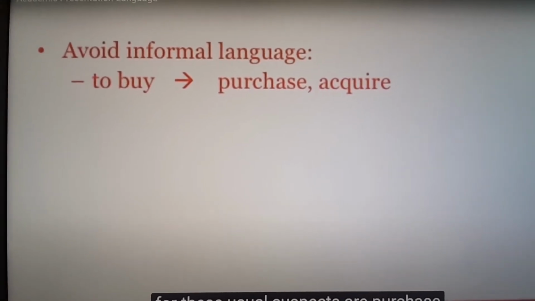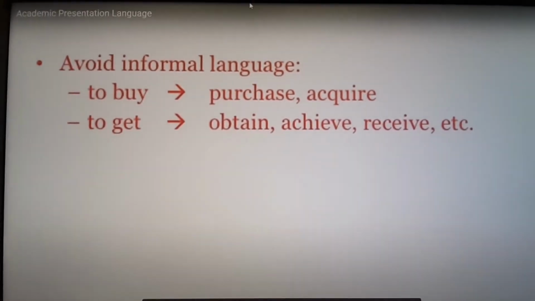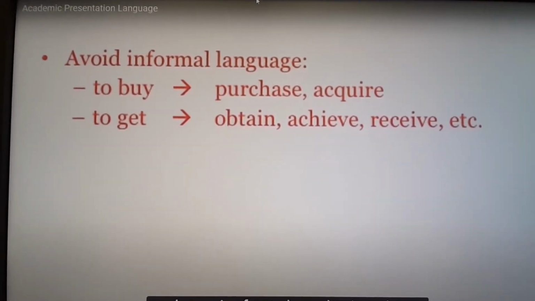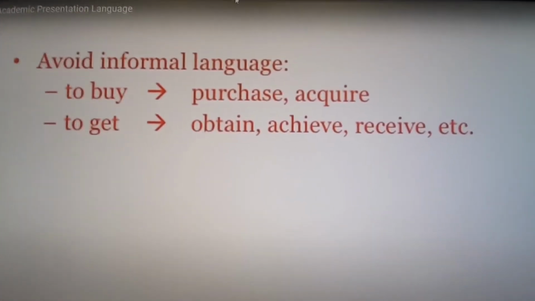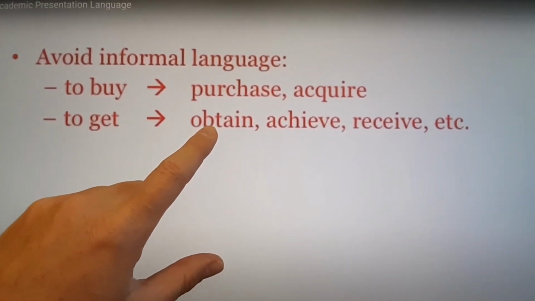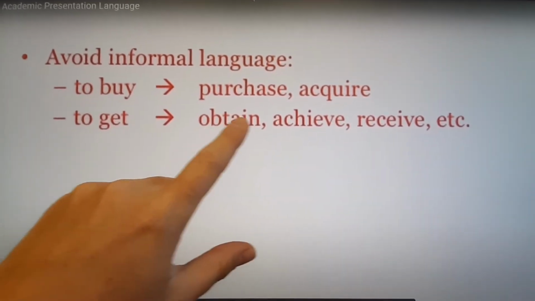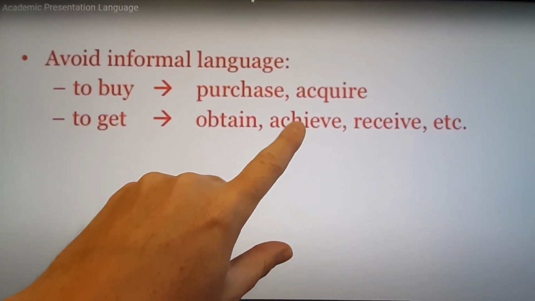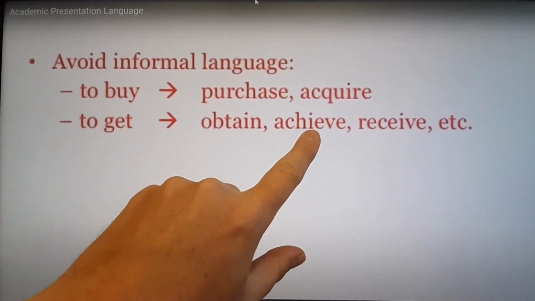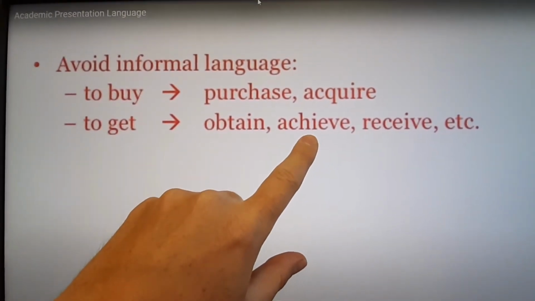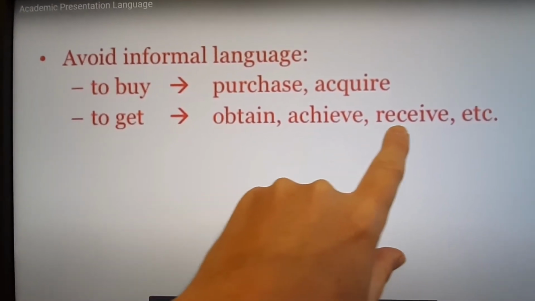Look at the next one here. Obtain, achieve, receive, to mention just a few. You know, get is such a universal word, and it's not too bad in a presentation. We got our results, but even better is we obtained our results. Achieve means to reach something. So we achieved our goals. We achieved our objective.